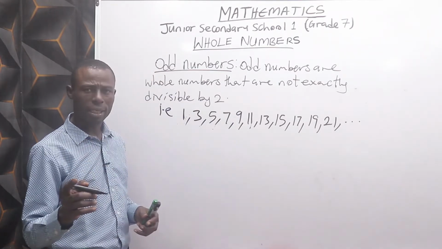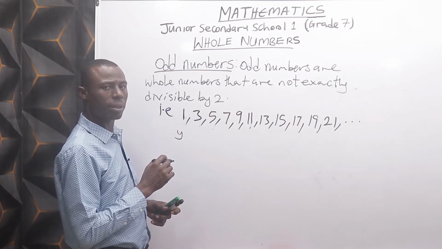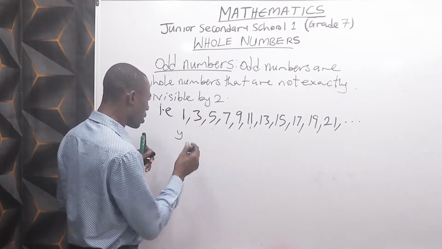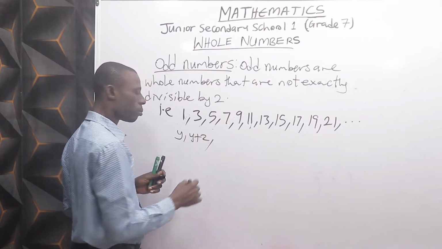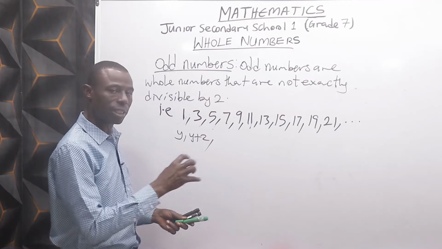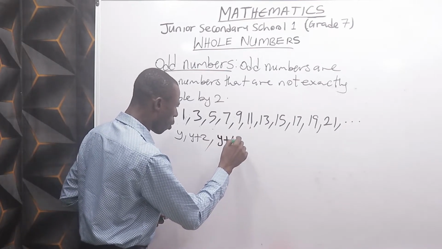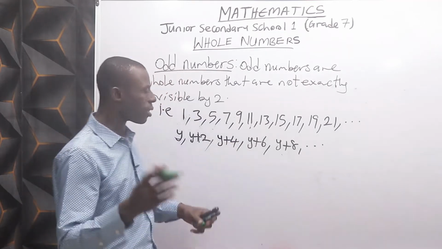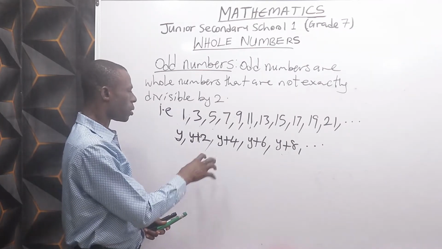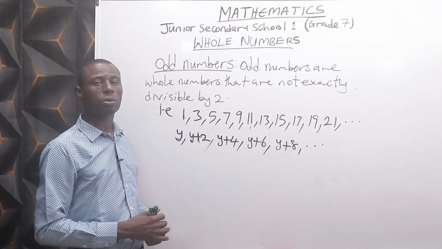So, algebraically, if y represents a number which is odd, the next number to it will be y plus 2, because of the established fact that the difference between any two consecutive odd numbers is 2. The next one will be y plus 4, y plus 6, y plus 8, and so forth. That is algebraically. Let's consider some examples that will really show the application of what I'm talking about.